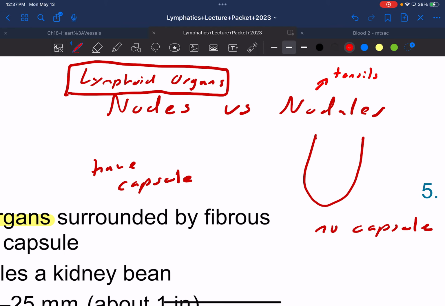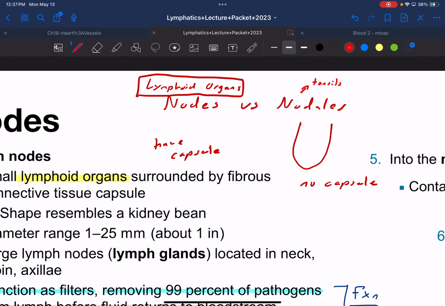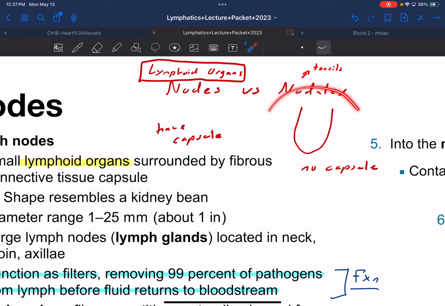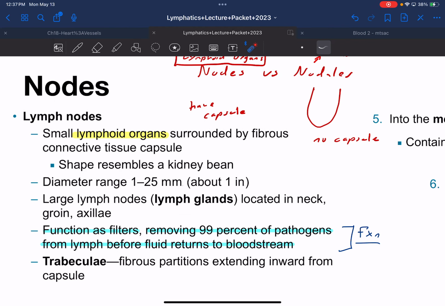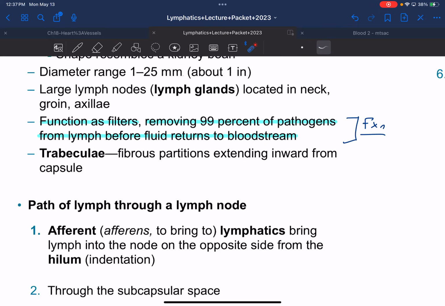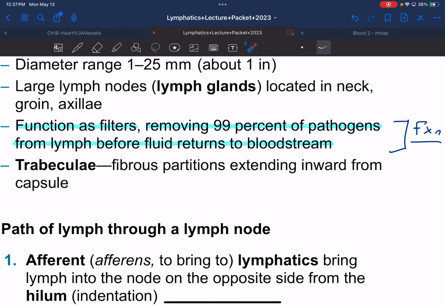And nodes are not. So it sounds like it, but it's not. Nodes and nodules, not the same word. It's something that I encounter gives some issues. And so remember, nodules do not have a capsule, and nodes have a capsule because they are an organ. And their job is to filter and remove essentially all the pathogens from lymph before that fluid can return to the right lymphatic duct and the thoracic duct.